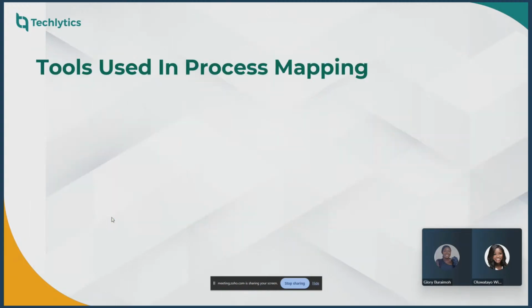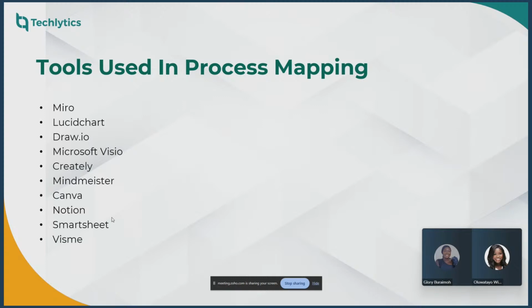So to wrap things up, there are a lot of tools you can use for process mapping. There are a lot, more than 20, 30. The list is endless. I just listed a few. You have Miro, Lucidchart, Draw.io, Microsoft Visio, Creately, MindMaster, and so on and so forth. These are just a list of some of the common ones. Me personally, I've used Miro, Lucidchart, Draw.io, Microsoft Visio, MindMaster.